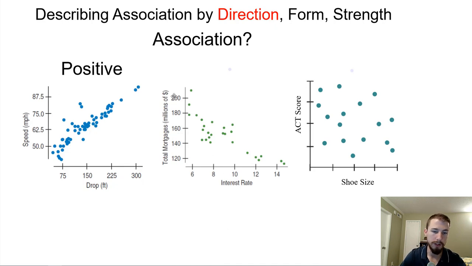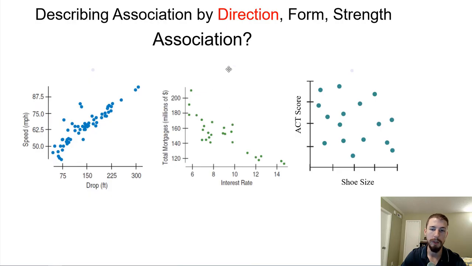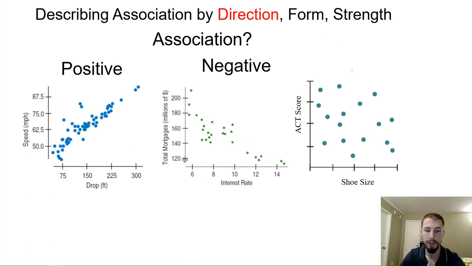On interest rates and total mortgages, those are inversely related to each other, just like how we would expect horsepower and miles per gallon to be. So this would be a negative association between the two. As the interest rates increase, the total amount, in millions of dollars, that they loan for mortgages is going to decrease.